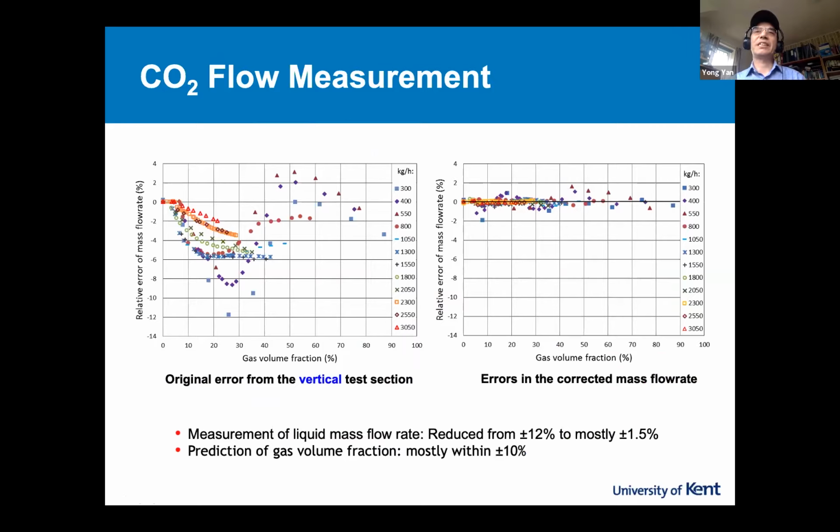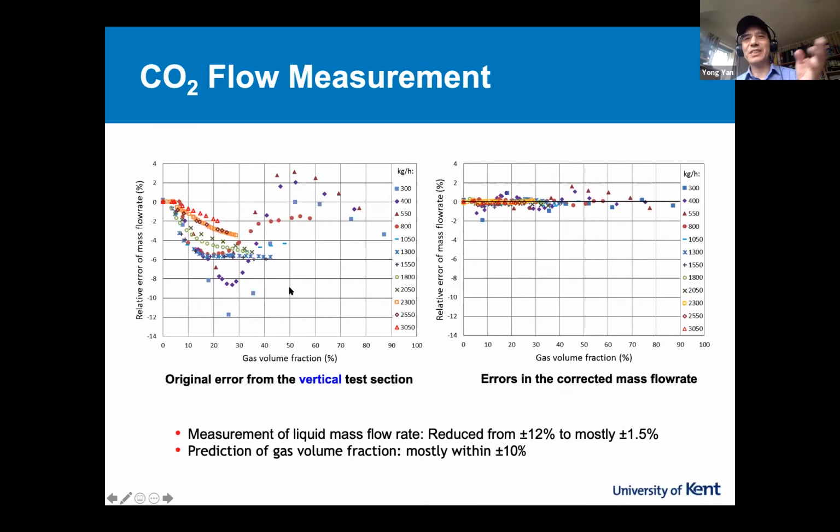Now, for typical results, I don't have time to go through the detail, but I will summarize. On the vertical test section, CO2 flow is moving upwards, two-phase. You see the gas volume fraction here. You add a little bit, add more. So the mass flow rate error has a very large range. It can go minus 12%, plus a few percent. It goes all over the place.